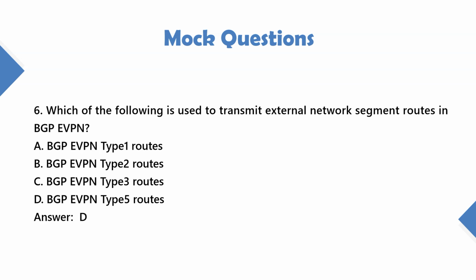6. Which of the following is used to transmit external network segment routes in BGP EVPN? A. BGP EVPN Type 1 routes. B. BGP EVPN Type 2 routes. C. BGP EVPN Type 3 routes. D. BGP EVPN Type 5 routes. Answer: D.